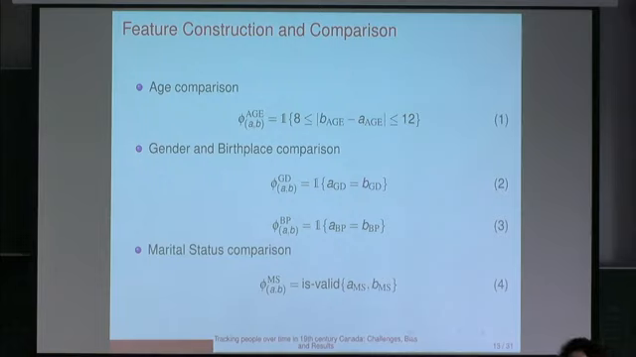And for the marital status, again, we have a binary function, which is going to be 1 if there is a valid change in the marital status, or 0 if there is an invalid change. So for example, the function is going to take a value of 1 if you're comparing records that go from single to married, but it's going to take a value of 0 if you compare a record going from married to single.